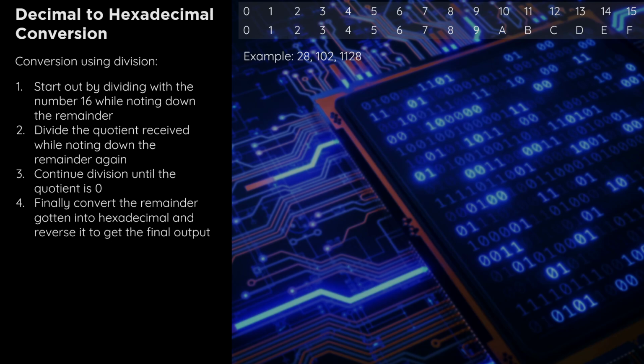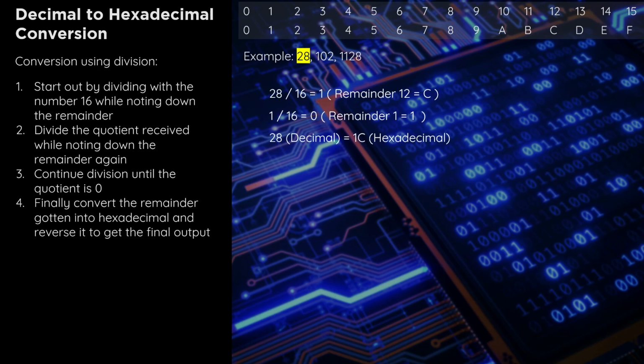First, we have 28. 28 divided by 16 is 1, with a remainder of 12, which is equaling to C. As you can see above, 12 is C. And then we have 1 divided by 16, which is obviously 0. Thus, division will be stopped here, with a remainder of 1 equaling to 1. We've already converted these two remainder already, which is 1 is 1, 12 is C. Now we have to reverse it to get the hexadecimal equivalent of 28, thus, which is 1C.